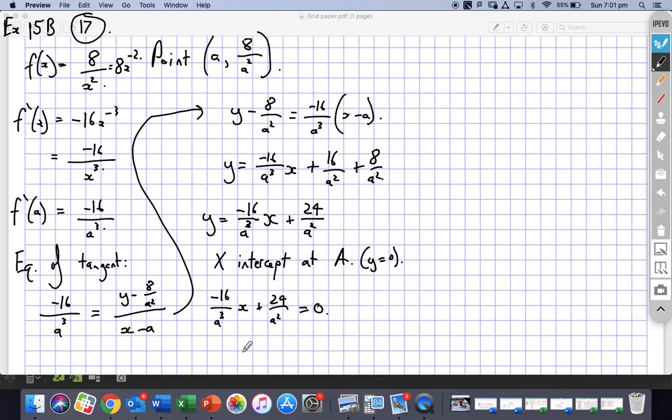Okay, so let's think about this. I'm going to have to go up here. I'm going to run out of room for this question. We could say 24 on a squared has to equal 16 on a cubed x. So what I've done there is, I've added minus 16 on a cubed x to both sides, right?